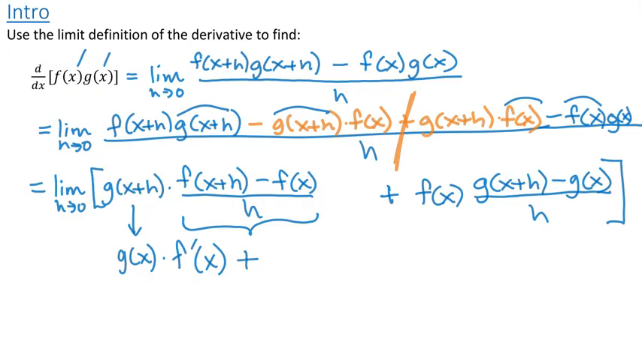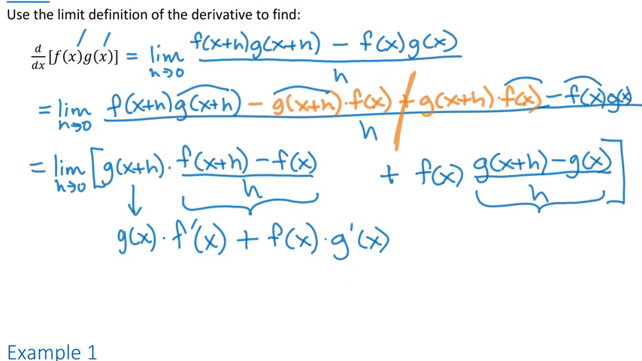And then we have the plus. And then the f of x is just f of x. Nothing happens when h goes to 0 because there is no h, but that gets multiplied by g prime of x, right? We're taking the limit as h goes to 0 of g of x plus h minus g of x all over h. And this is what we get for our product rule. So this is the derivative of f times g.